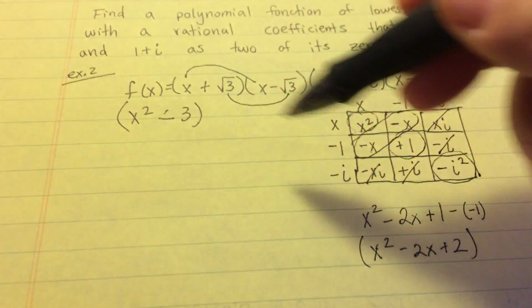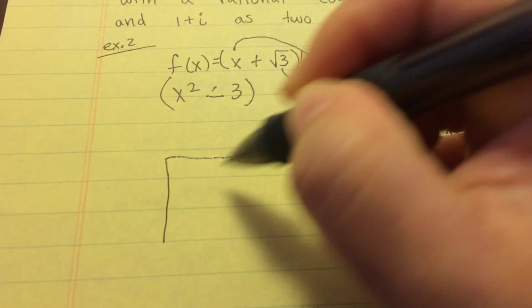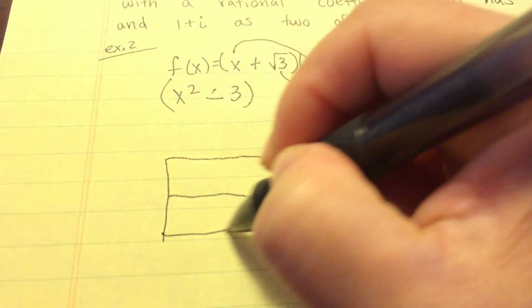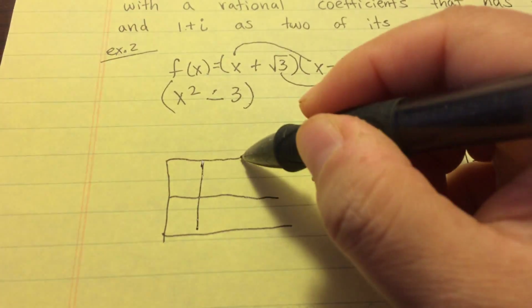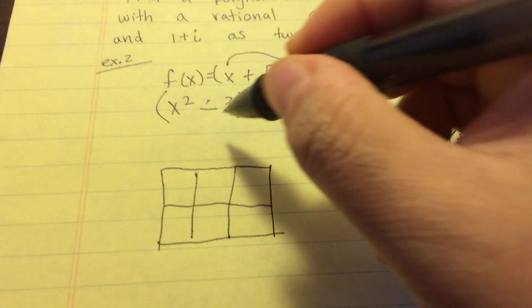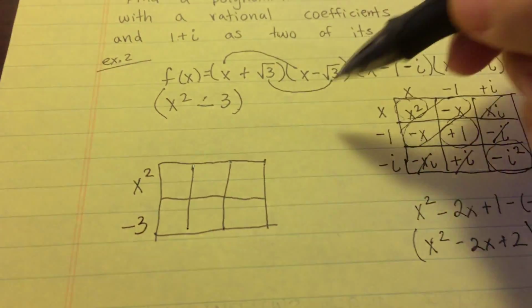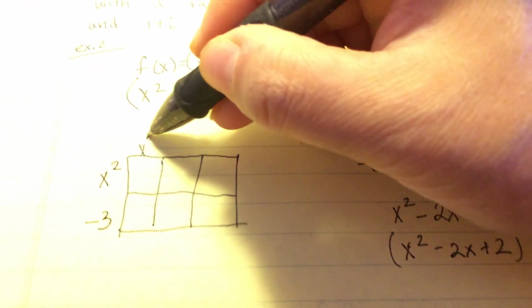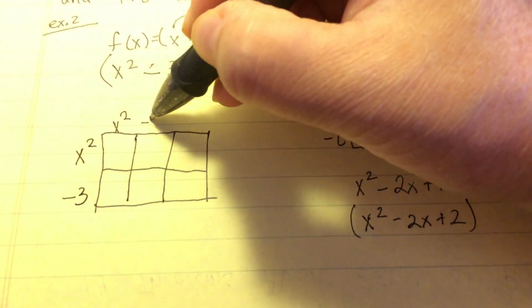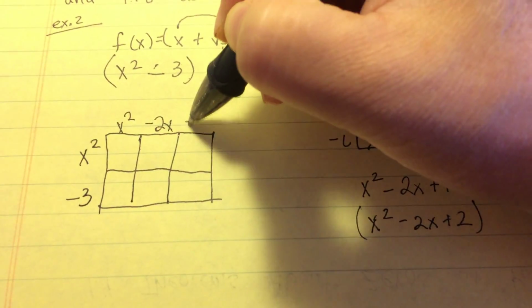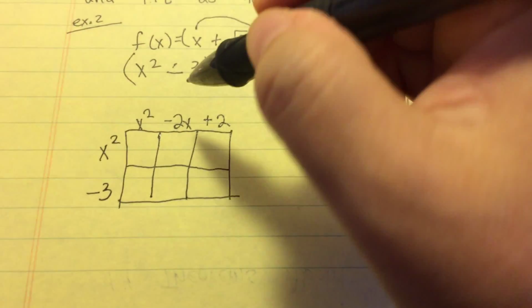So this is going to be a 2 by 3 this time. So let's see, 2 by 3. So I have 2 rows and 3 columns, right? So something like this. So this is going to be x squared and then minus 3. The other one's going to become x squared and then minus 2x and positive 2. Okay, so we continue on distributing.